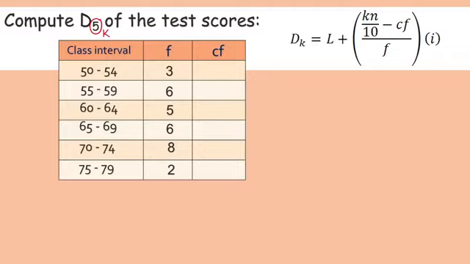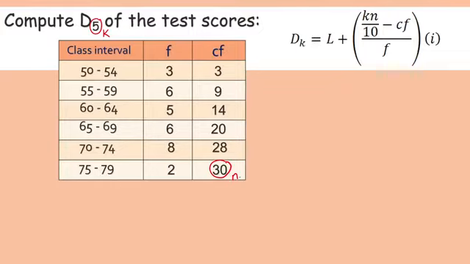The value of K is 5. Now, let's have our CF first. So we begin with 3, 9, 14, 20, 28, and 30. Now, what is the value of N? 30. This is our N.